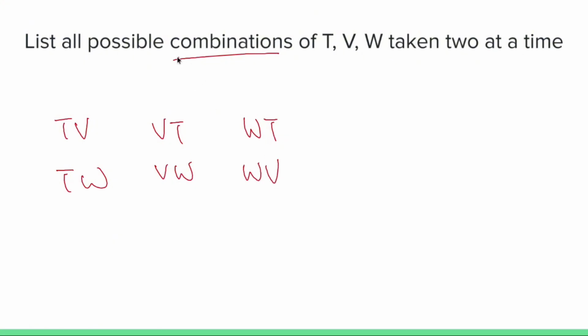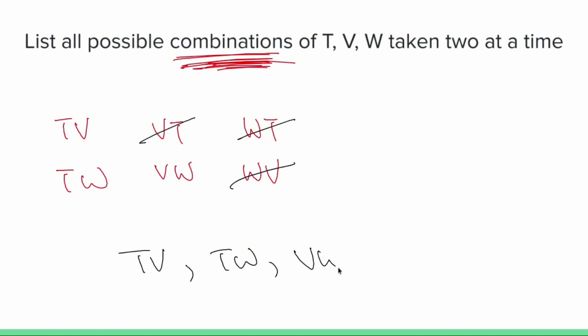Now, here's the thing. Combinations don't care about order. So TV and VT are the same thing. TW and WT are the same thing. VW and WV are the same thing. So I only have 3 options: TV, TW, and VW. Volkswagen. Anyway, those are your 3 options.